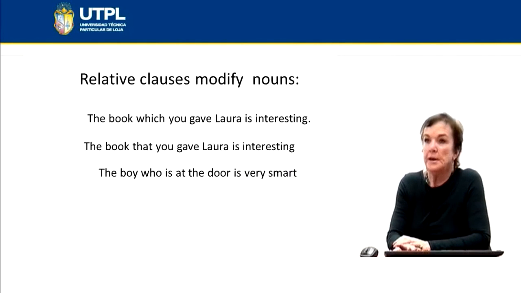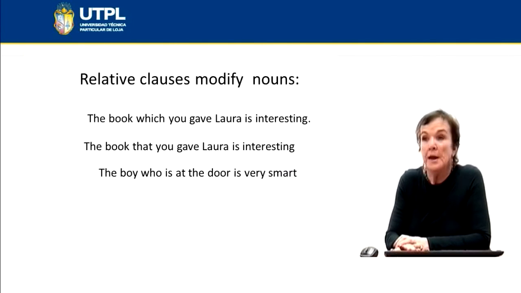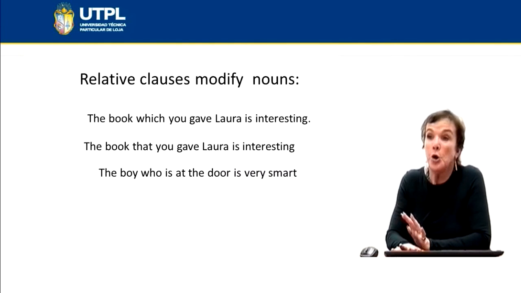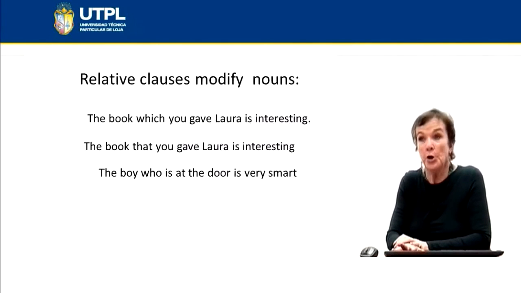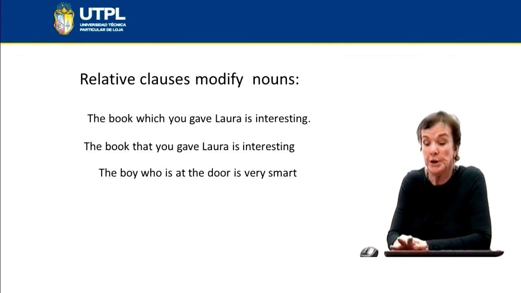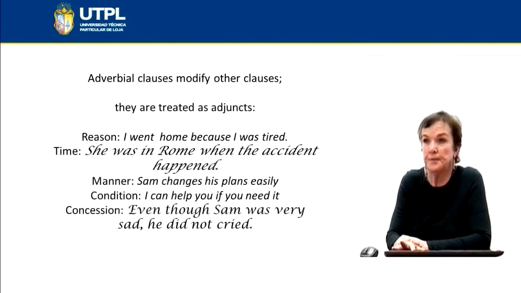For instance, the boy who is at the door is very smart. Who is at the door is completing or specifying which boy, completing the meaning of the noun boy. Here also we know that it is a relative clause because we can change who for that, and we can say the boy that is at the door is very smart.